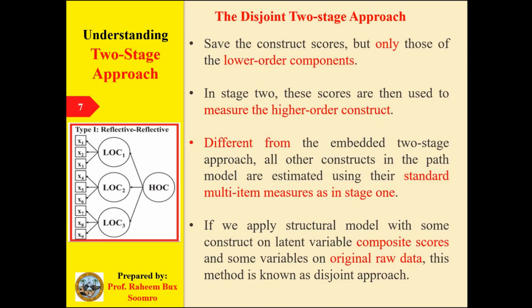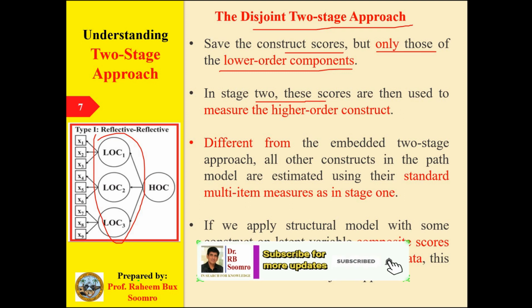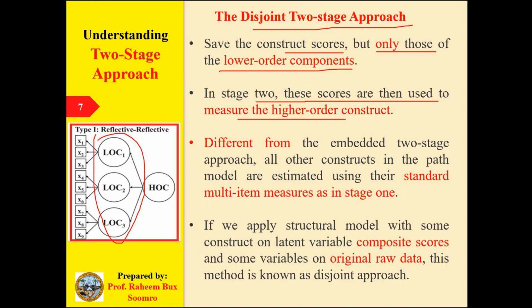In the disjoint two-stage approach, we have to save the construct scores, but only of the lower order components. These are the lower order components, and we have to save their scores first. Then in stage number 2, these scores are used to measure the higher order construct.